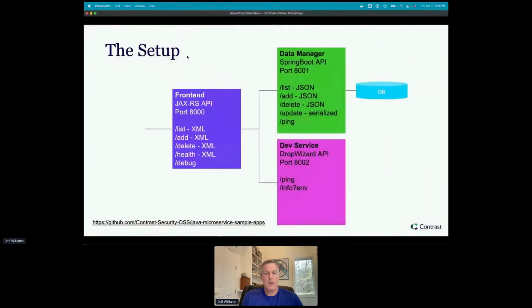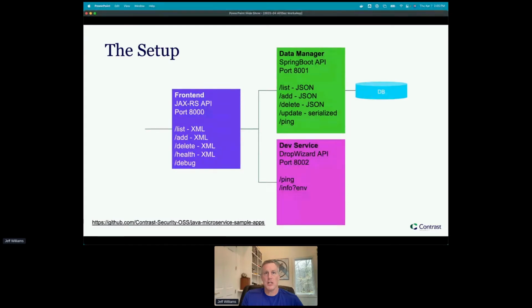We've got a front end that's a JAX-RS API. It's got some endpoints that talk XML. We've got a data manager, which is a Spring Boot API running on a different port. These mostly talk JSON and serialized objects. And then we've got a developer service, kind of like a debug service, that's a Dropwizard API that's running on a different port and supports some debug information. So this is kind of how this fits together. And we're going to go through securing all 3 of these all at once. So let's get started.